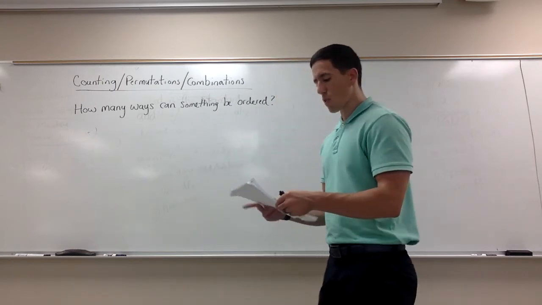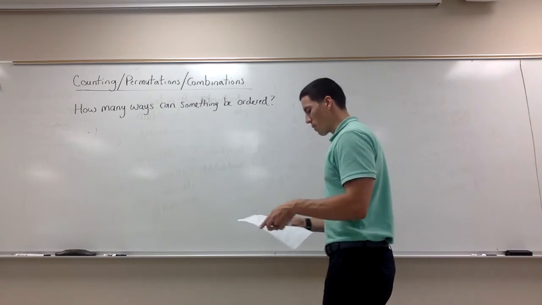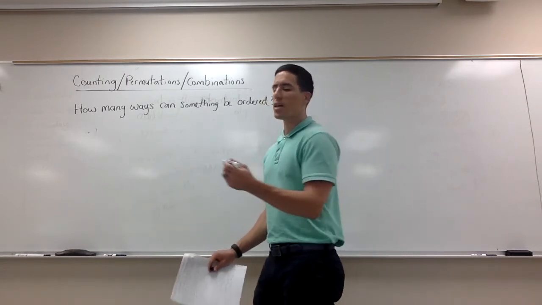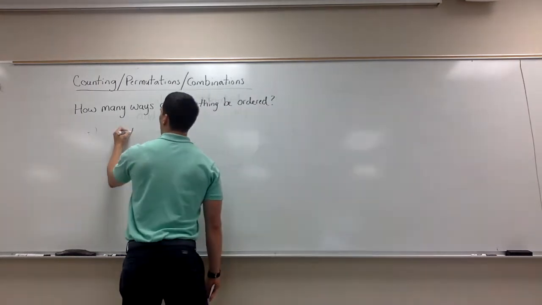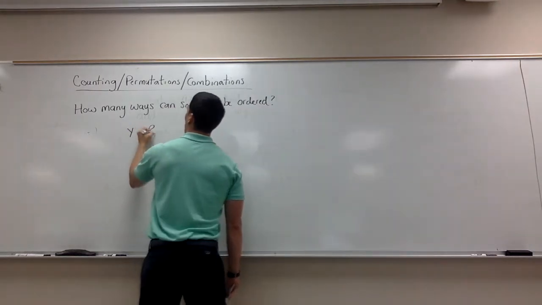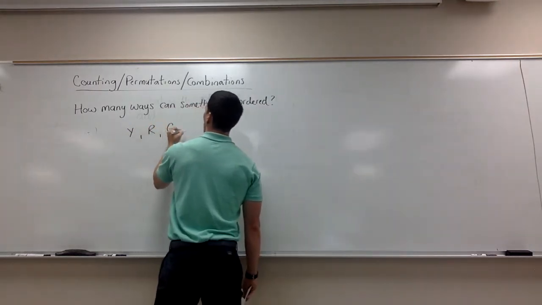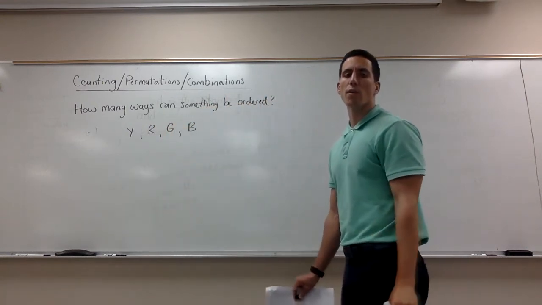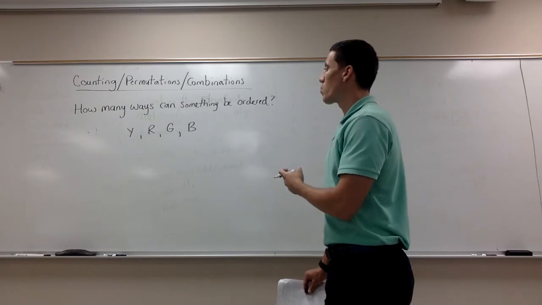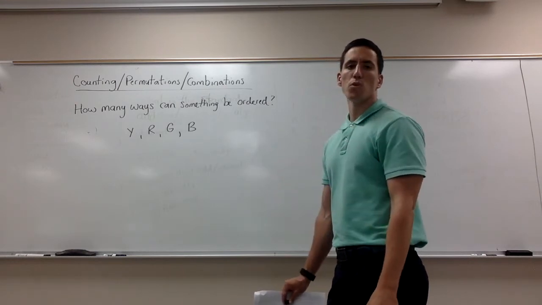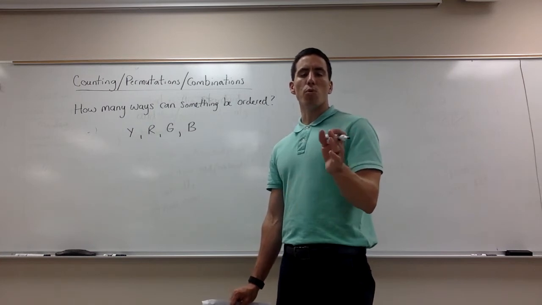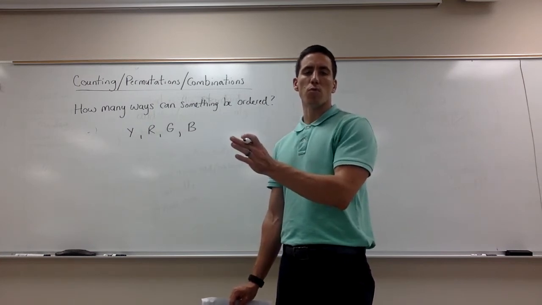So let's just start with a little example. Let's say that you have a yellow, red, and green tile, and a blue tile. So you have four different tiles. One of them's yellow, one of them's red, one of them's green, one of them's blue. And the question is, how many different ways can you arrange those four tiles?